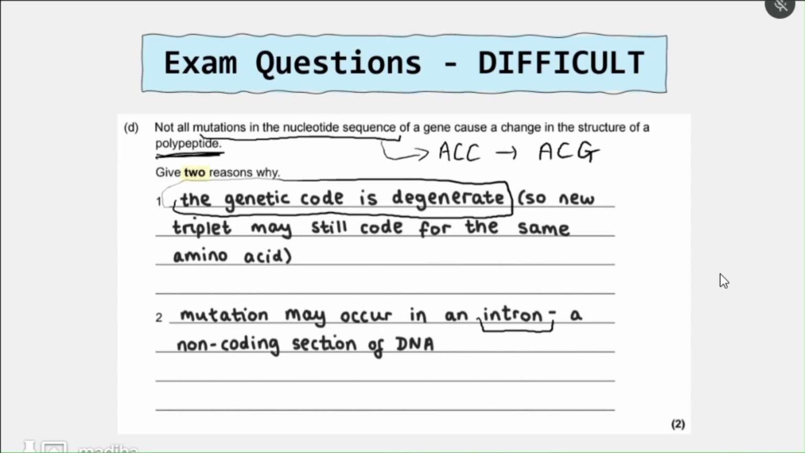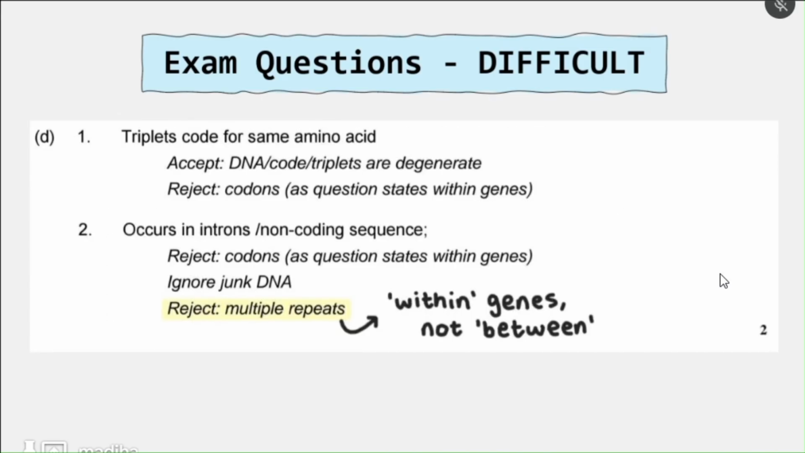And if we look into the mark scheme, just to see, it's really short. So yeah, the first thing I put was triplets code for the same amino acid. This is all you needed to put. Or you could literally just put triplets are degenerate. The DNA code is degenerate because the new triplet could code for the exact same amino acid. And the other thing is that it occurs in introns.